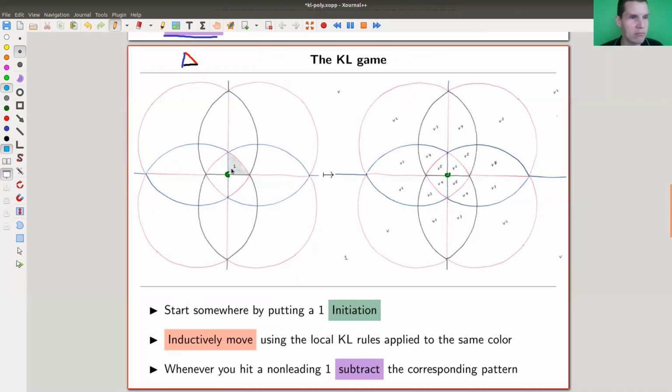And I start somewhere, just fix somewhere. So my starting pattern inductively is just this. Very simple, just a 1, just what it is. But initiation, I just start. And now I apply the Kazhdan-Lusztig rules. And the idea is to move the 1 around, because that should be the indexing of your pattern, right? So you move the 1 around.